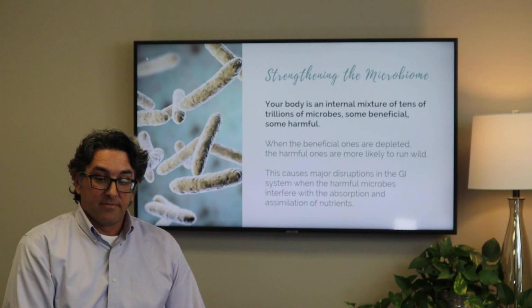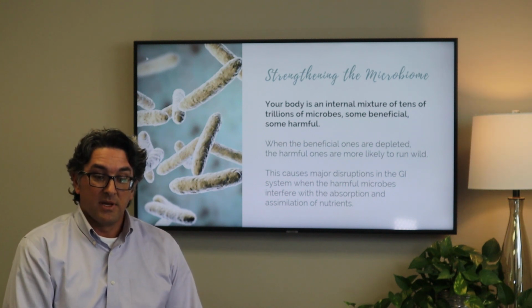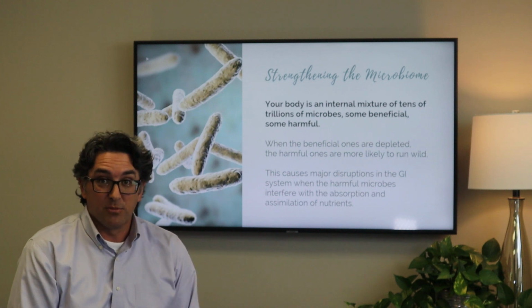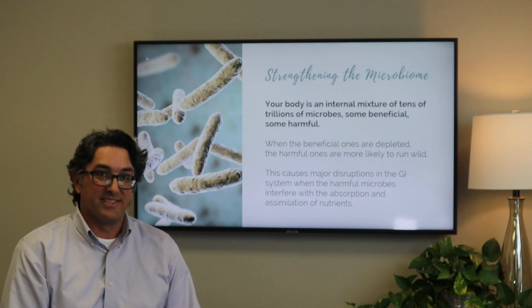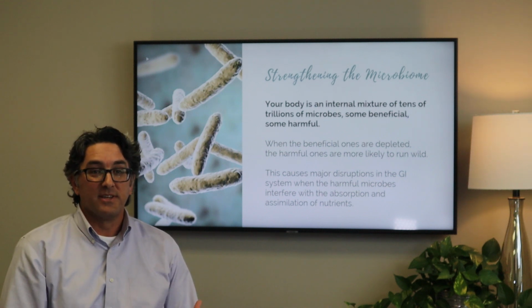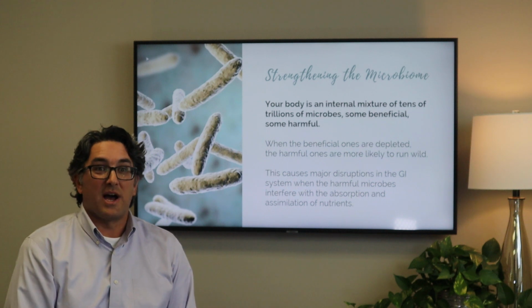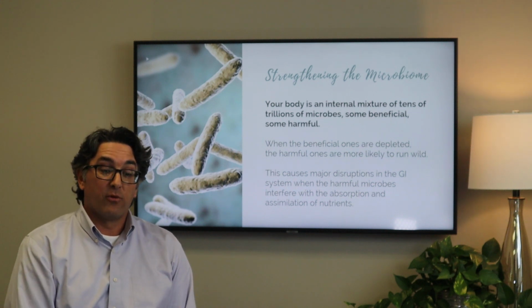How do we strengthen that? Ideally, we get rid of the harmful microbes and we add more of the beneficial microbes. Now, that's a kind of simplistic version of all of that. It's not just as easy as taking a probiotic. There are major changes to the environment that need to occur in order for this process to not only correct itself, but to hold and stay that way for the future.